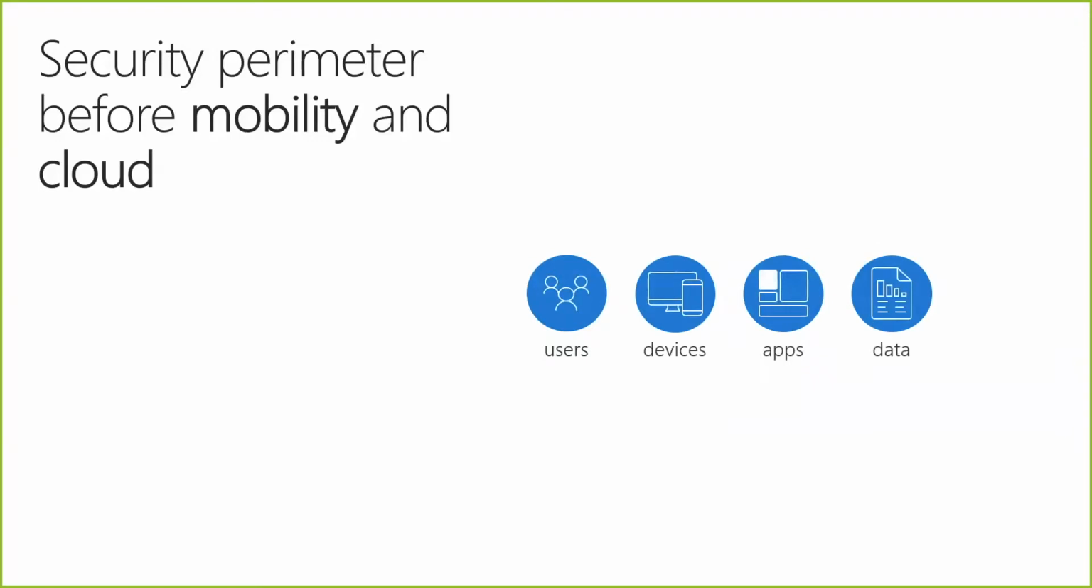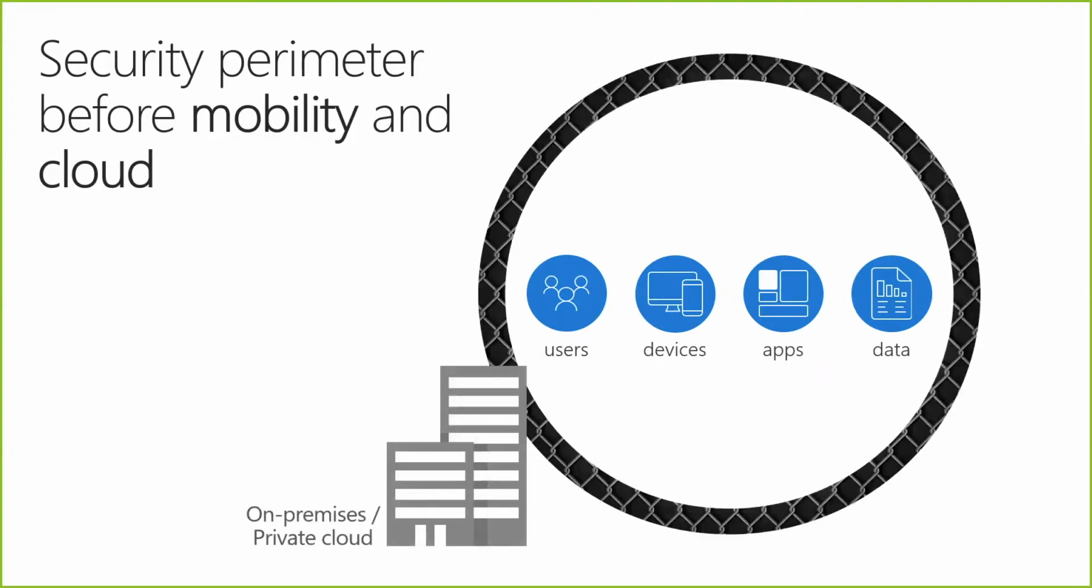First of all, let's start again thinking about where we're coming from. Security perimeters before mobility and cloud were just like this. Our company IT was controlling everything which is used in our enterprise. Users, devices, apps, data, everything.